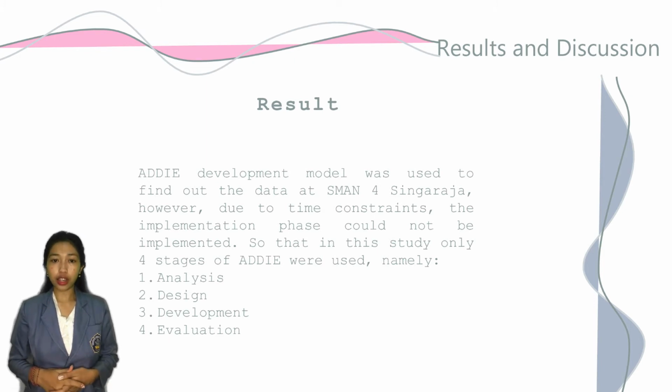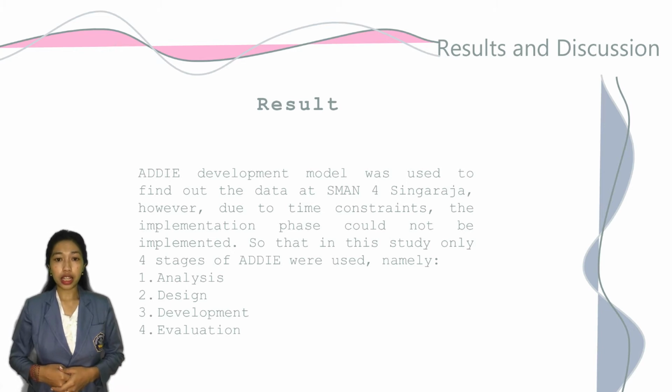Next, I would like to present the result and discussion. For the result, I use the ADDIE model, and the implementation could not be carried out because of limited time. In analysis, I use analysis of teaching material, curriculum analysis, and material analysis. The results show that the validation score is 1.00, categorized as very high.